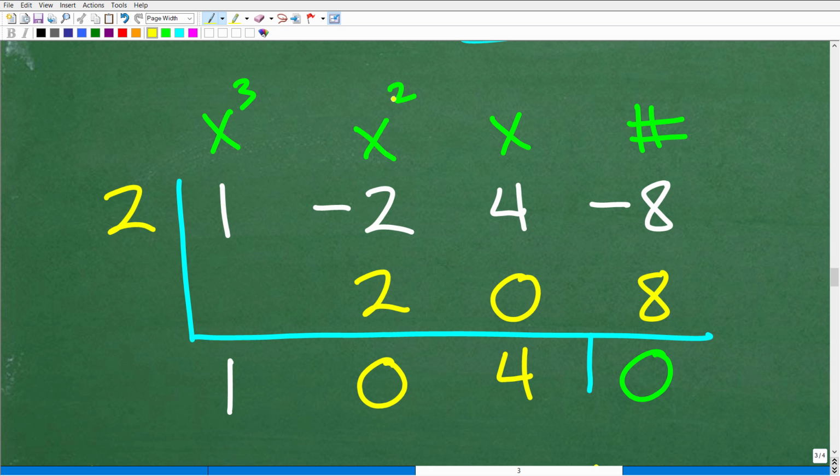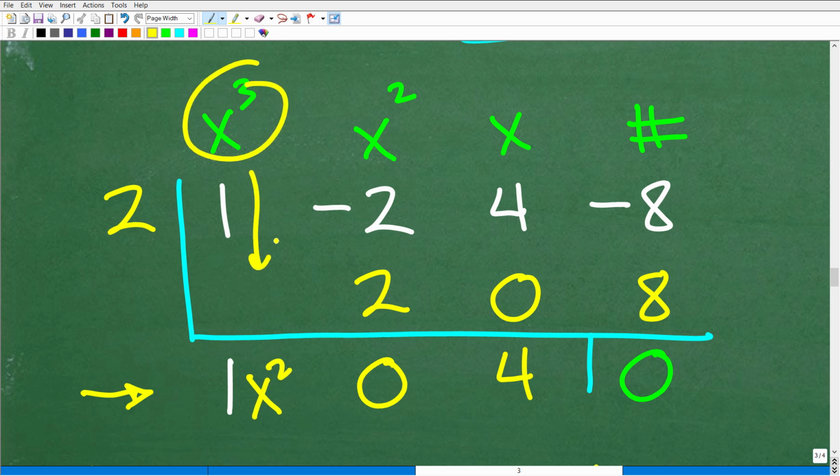Negative 2 was the coefficient of x squared. 4 was the coefficient of x. And negative 8 was the constant number. When you do synthetic division, whatever the answer is down here, the degrees go down by 1. In other words, instead of x cubed, this is now x squared. So this goes down by 1.